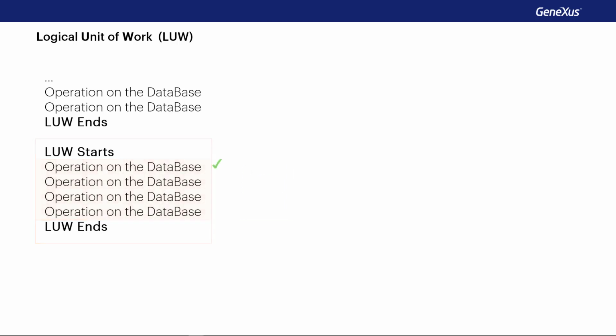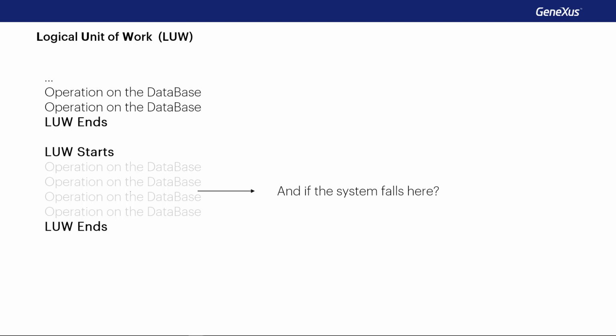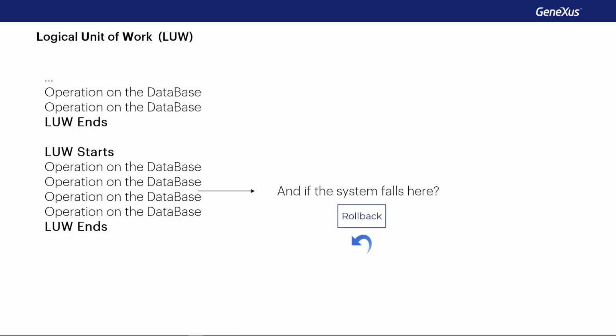Let's suppose that the first 2 were performed successfully, but before executing the third one, the system fails. Since the LUW was not completed, the 2 operations that were completed will have to be undone. Otherwise, as logical units of work define the consistent states of the database at a logical level, the database would be inconsistent. And in this case, the DBMS performs a so-called rollback to recover, keeping the last consistent state of the database.